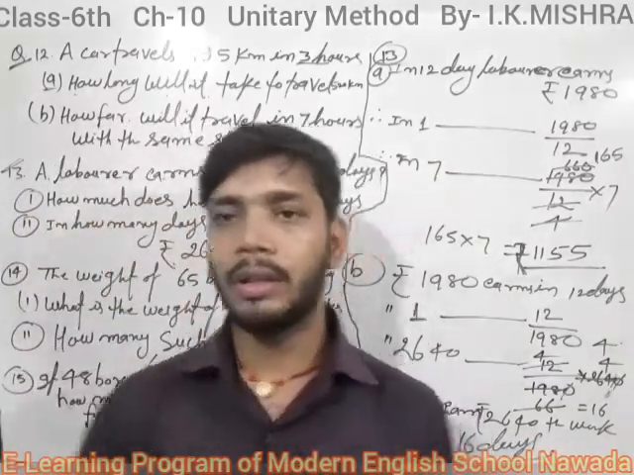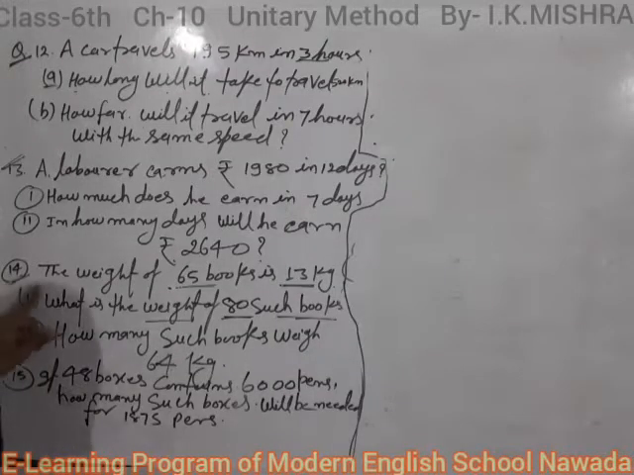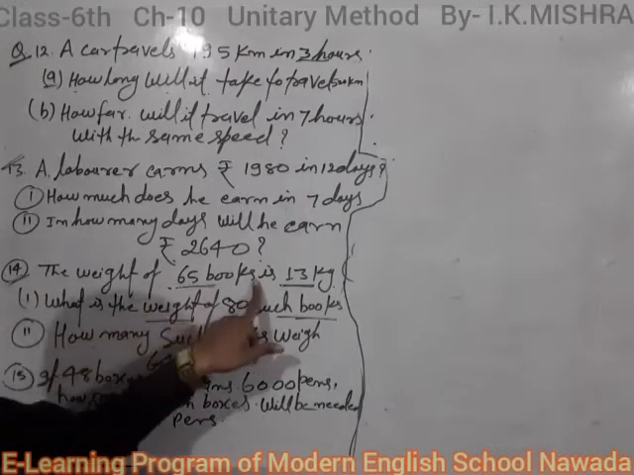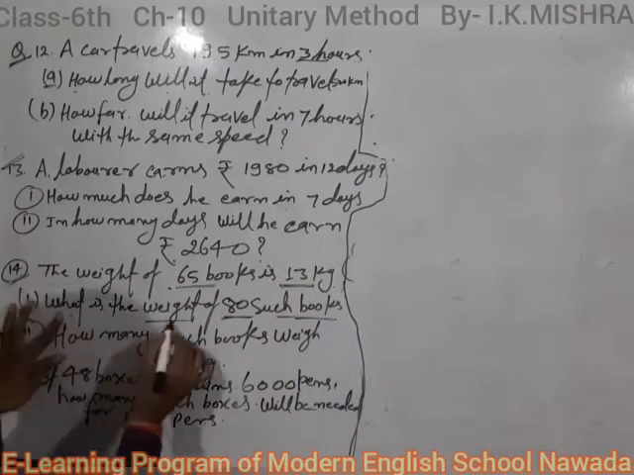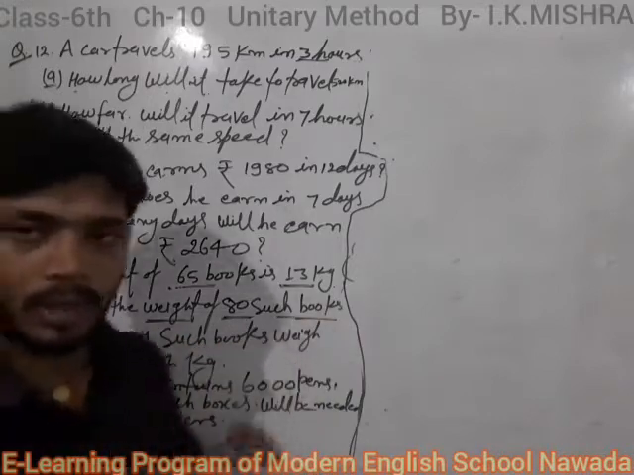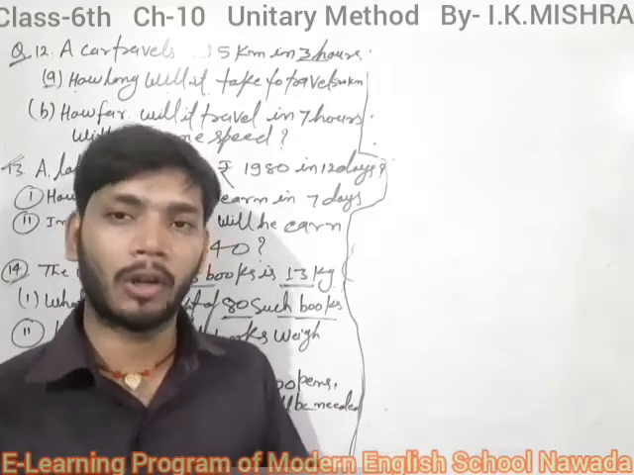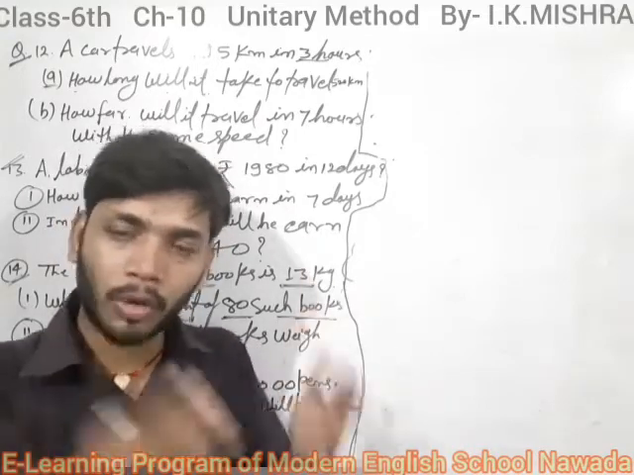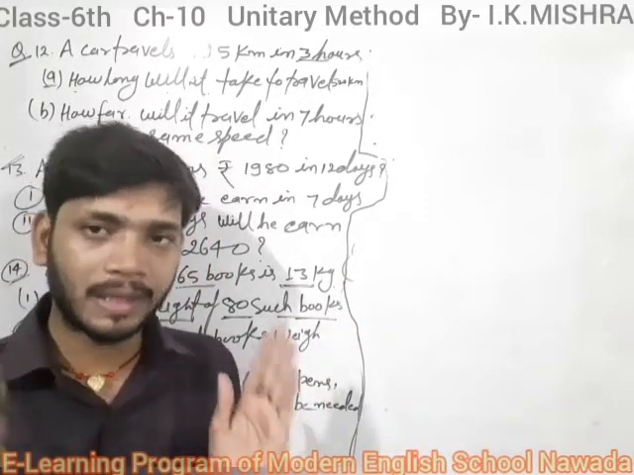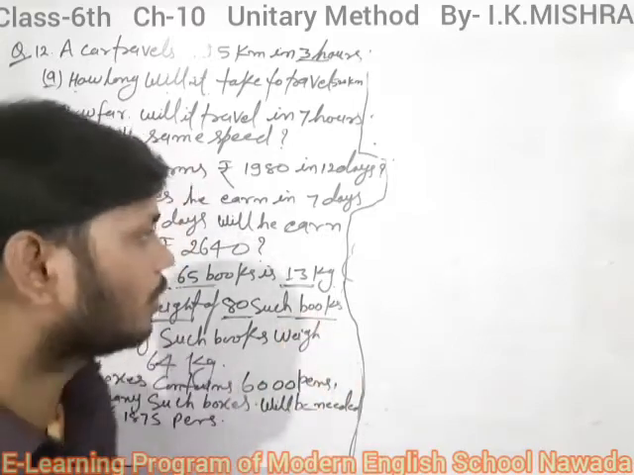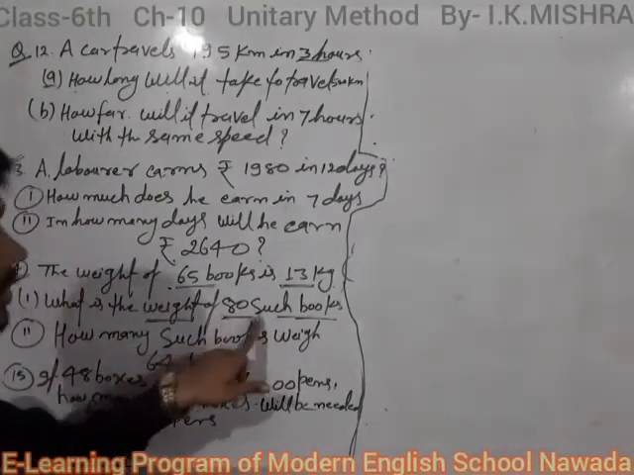Now students, proceed to the next question, 14. Here in question number 14, the weight of 65 books is 13 kg. In the first question, what is the weight of 80 such books? Students, here also when you increase the number of books, weight also will increase. If you decrease the number of books, weight also will decrease. So this question is also a condition of direct variation. So students, here also use the previous method. Here you have to find the weight of 80 such books.